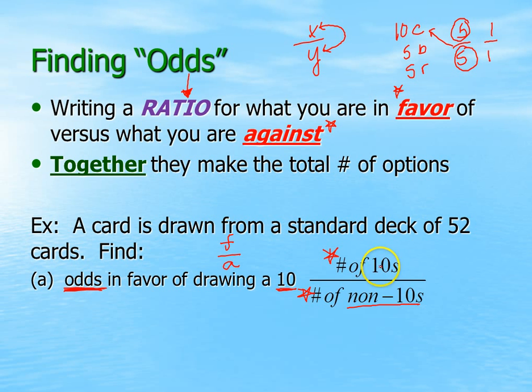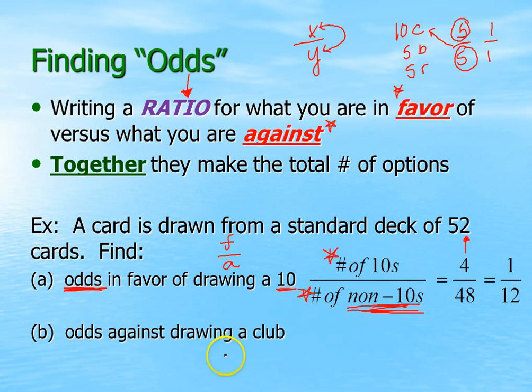So how many 10s are in a deck? 4. And 52 does not go on the bottom. The non-10s go on the bottom. So if there are 4 10s, how many non-10s are in the deck? 48. Because remember, what did we say? When you're adding up your odds, they give you the total. So there are 4 10s, 48 non-10s, and then always reduce. So your odds of drawing a 10 are 1 to 12. So 1 out of those 12 cards will be a 10.